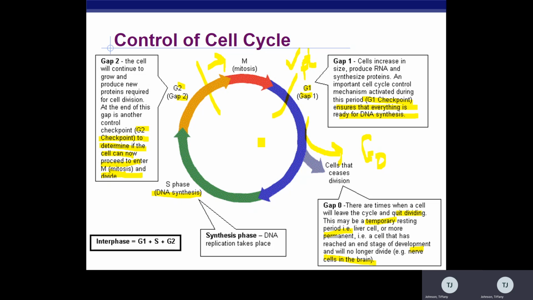Shayla, you good? Did you write this down? All right, so now we're going on to mitosis. Go ahead and flip.